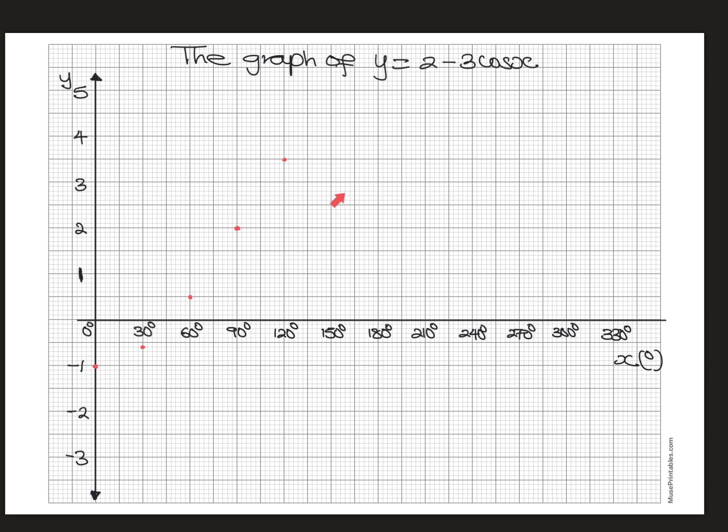When x is 150, y is 4.6. That is a line just above the middle between 4 and 5. So when x is 180 degrees, y is 5.0. That is exactly here. When x is 210 degrees, y is 4.6. That is here.